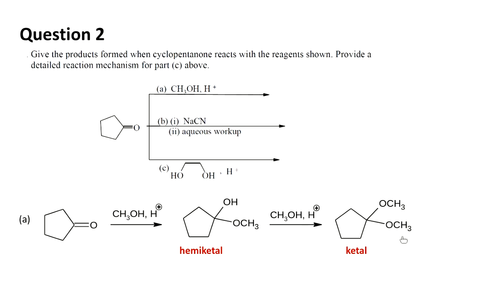Now, if you only gave the hemiketal, that would have been fine. Because normally, to show that the reaction will proceed to the ketal, we could have written excess or indicated that there are 2 moles. But if you have just the hemiketal, that's fine. If you move on to the ketal, that's great. Any questions?